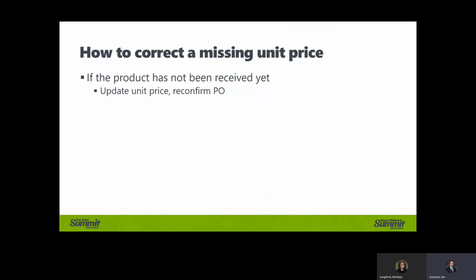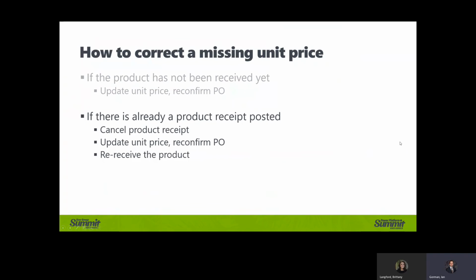So if you've encountered a scenario where one of your purchase orders is missing a unit price and it has not been received yet, then the quick fix to this is updating a unit price and reconfirming the PO. If there has already been a product receipt posted and you would like to back out the PPV entry itself, then we'll have to cancel the product receipt, update the unit price, reconfirm the PO, and re-receive the product.